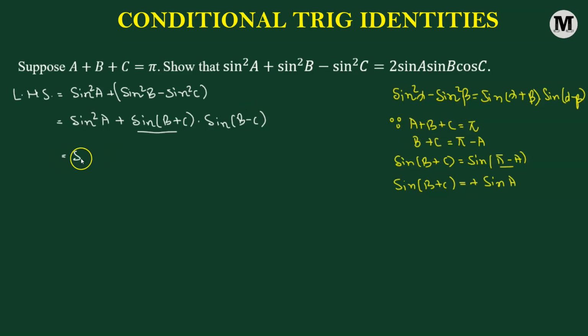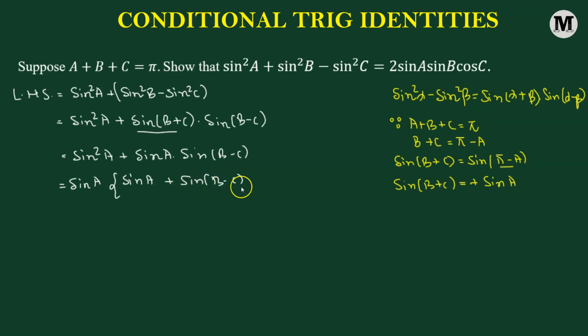Now our expression is going to become sine squared a added to, in place of sine of b plus c, sine of angle a multiplied to sine of angle b minus c. Now we can take sine of a as the common factor. So we have sine of a multiplied to sine of angle a plus sine of angle b minus c.